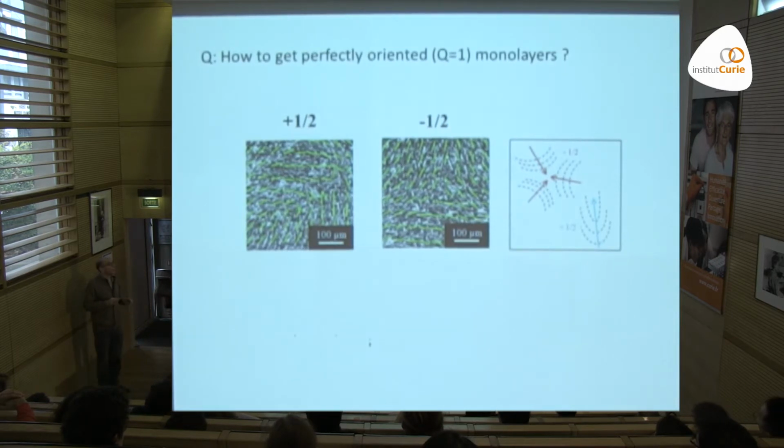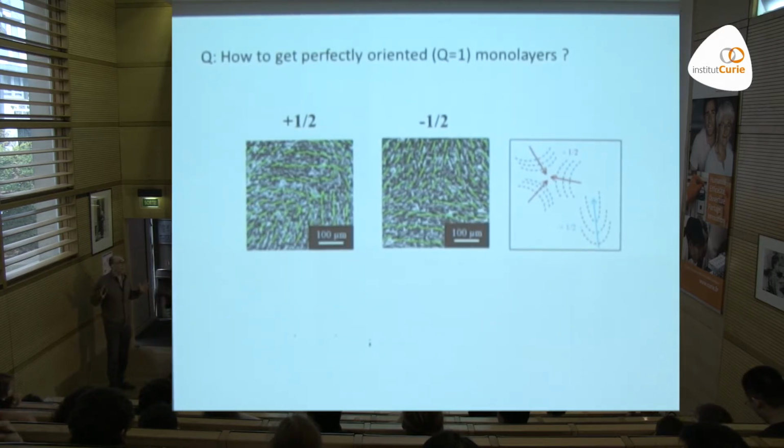So now, is there a way to come back to your question about the window size over which we measure the order parameter? Is there a way to get to completely oriented monolayers? What do you think?